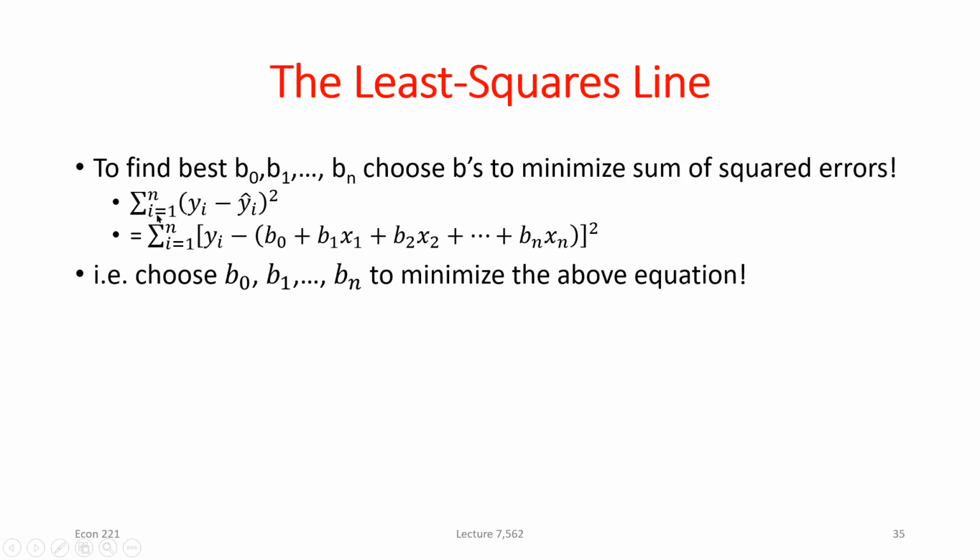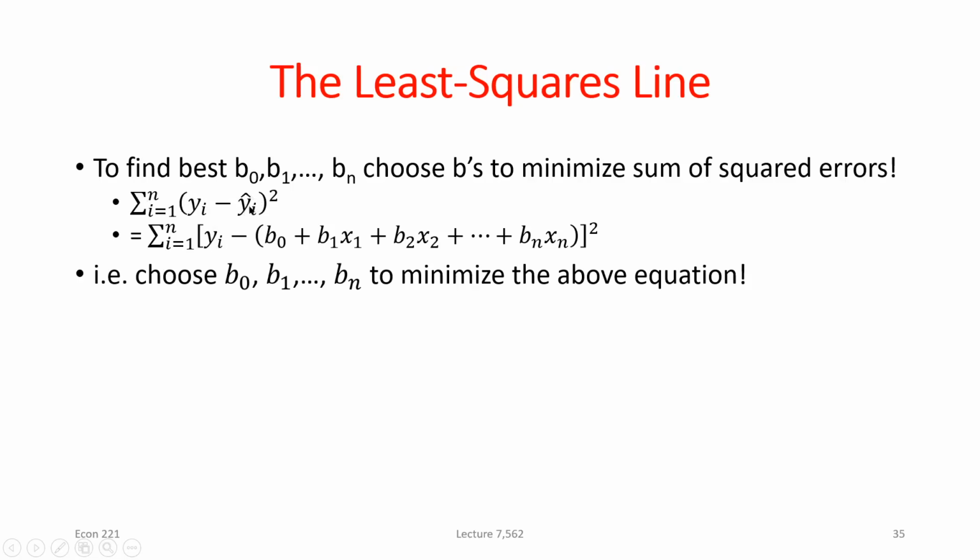So what does that look like? Well, we're still minimizing the sum of squared errors. How do we choose what these betas are? It's still the difference between the actual y and the predicted y. It's still minimizing my errors squared, so the sum of the squared errors.